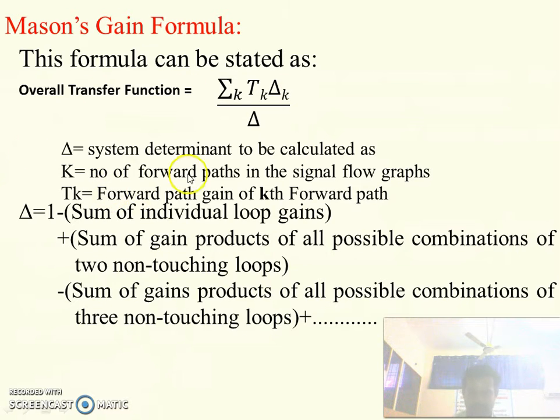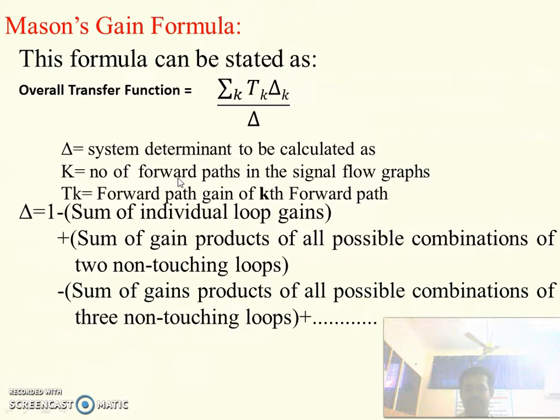So what is Mason's gain formula? The overall transfer function is equal to the summation of Tk into delta k divided by delta. Delta is the system determinant. K is the number of forward paths in the signal flow graph. Tk is the forward path gain of the kth forward path.